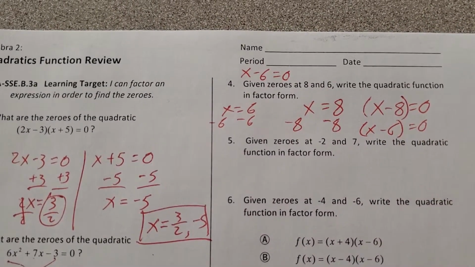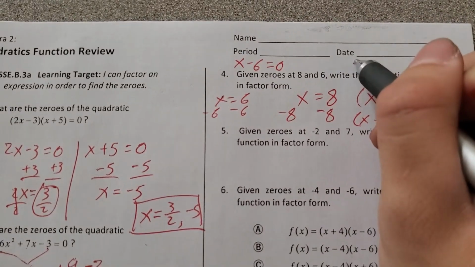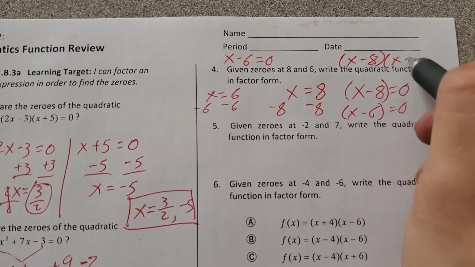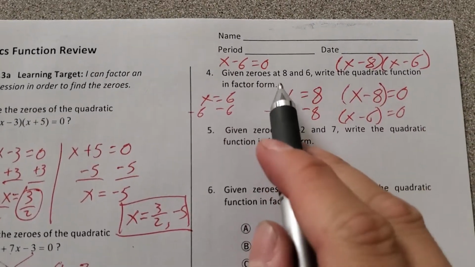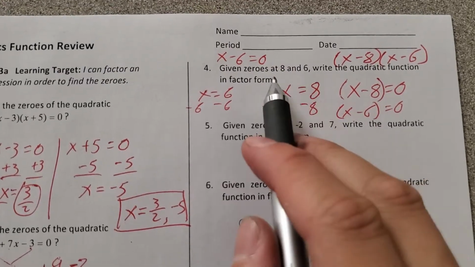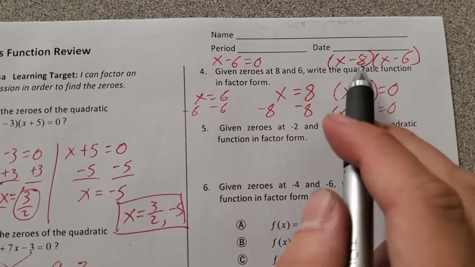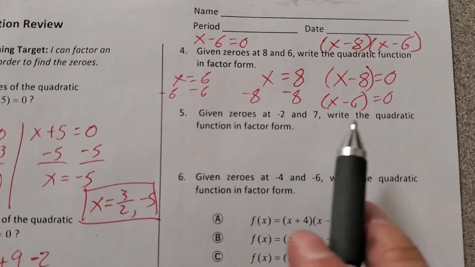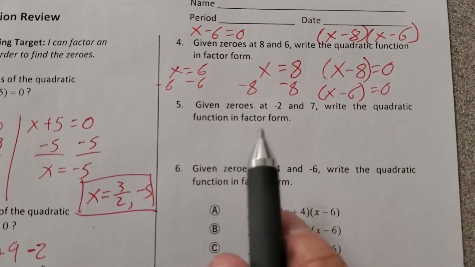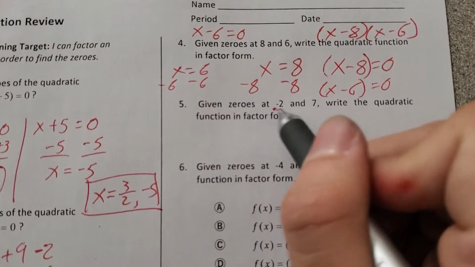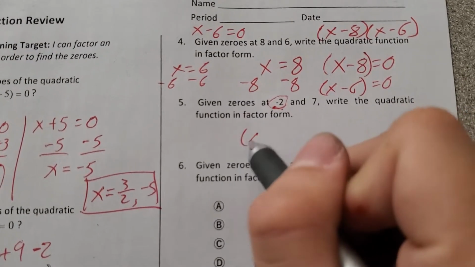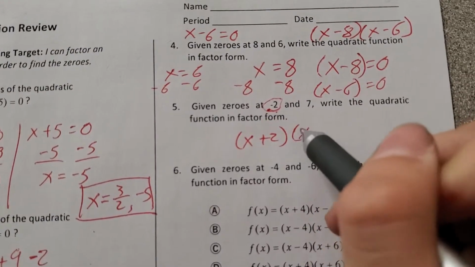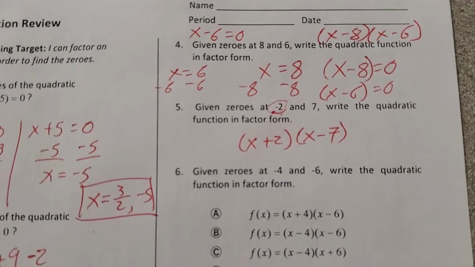That means write the quadratic function in factor form. The answer would be x minus 8 and x minus 6. Pretty much the opposite of what these are given. -8, -6, x minus 8, x minus 6. That's it. Given the zeros, write the equation in factor form. Same thing. I'll change the sign of this, so it'll be x plus 2, and change the sign of that, so it'll be times x minus 7. That's it, factor form.